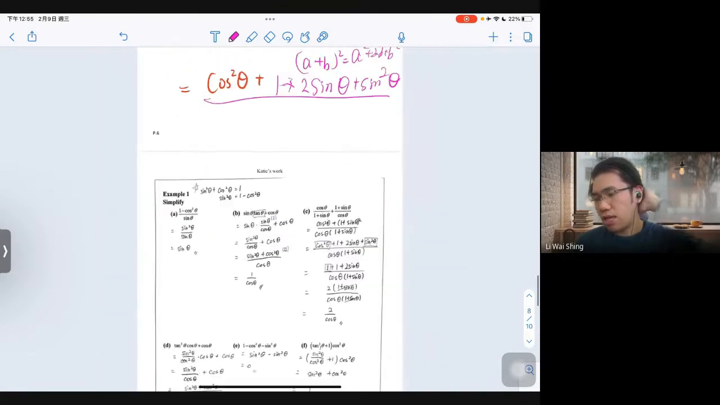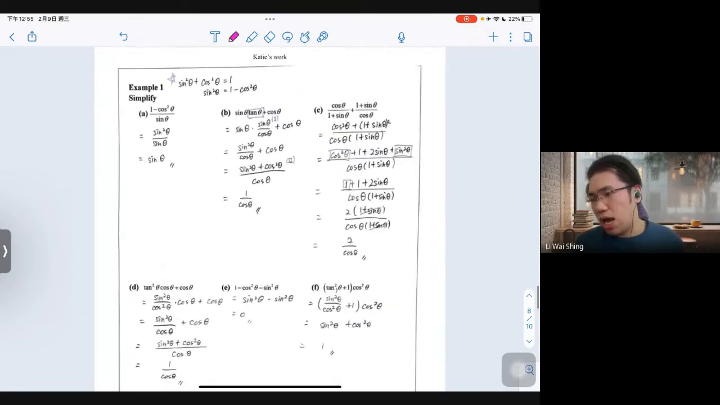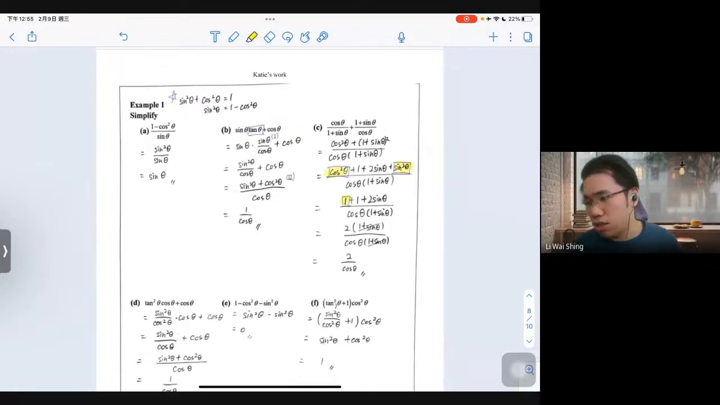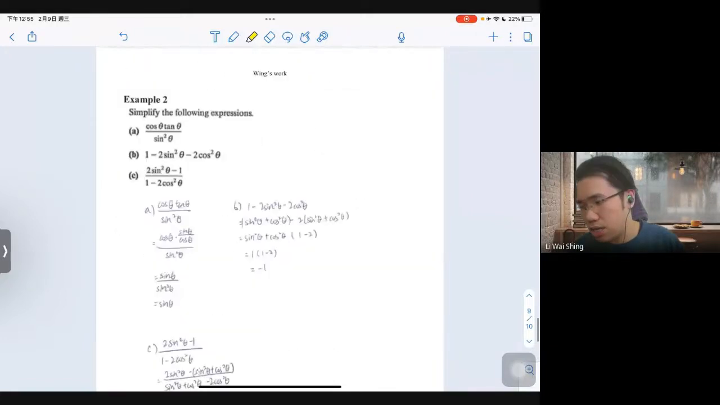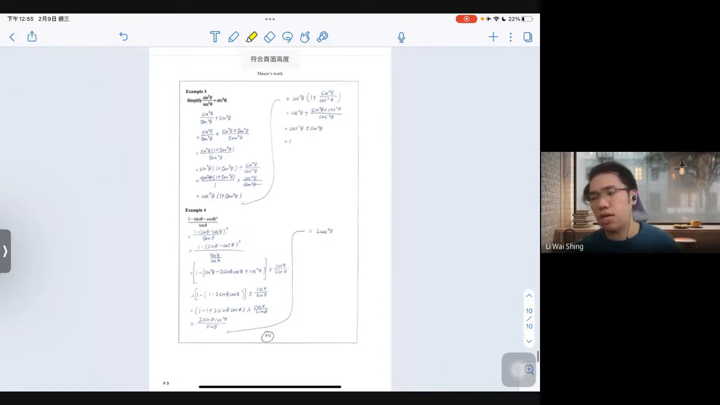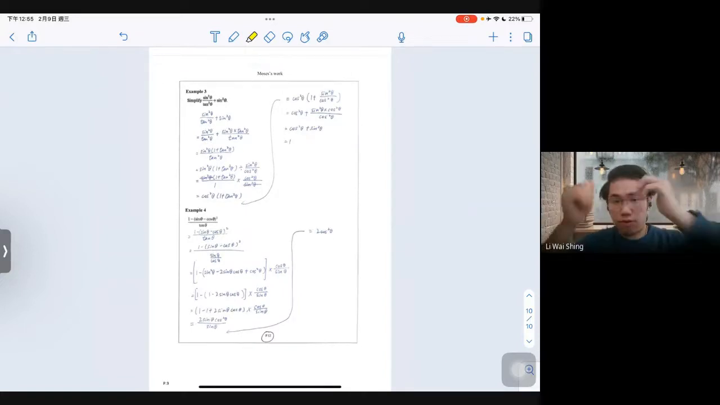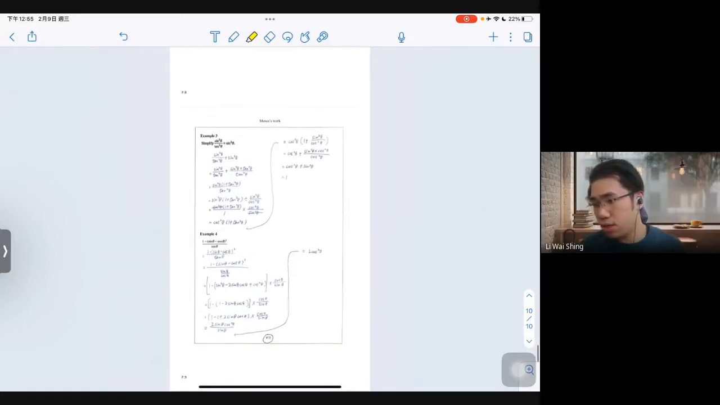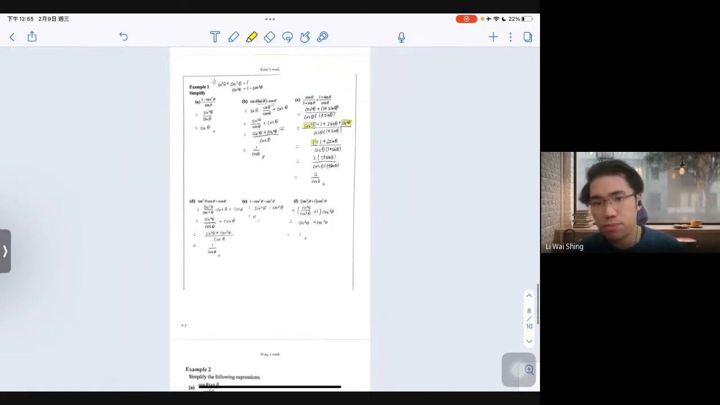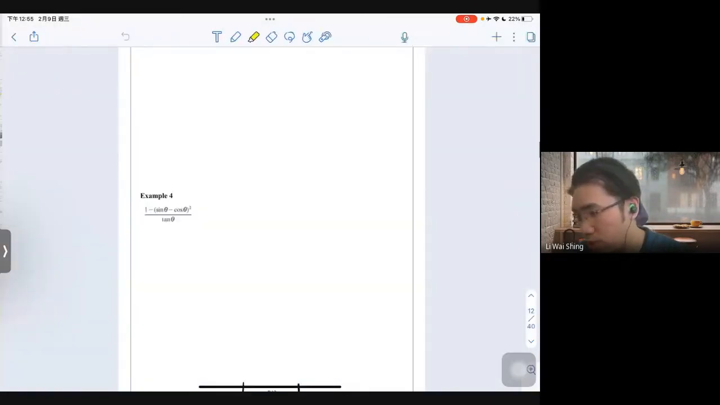Okay, and then, I like Katie's work. You can see she marks a lot. So I like that a lot. And then Wing's work and also Moses' work. You guys have done it perfectly. So very good job. Okay, any question about this part? Simplify 呢個 identity. No questions, then we can move on.